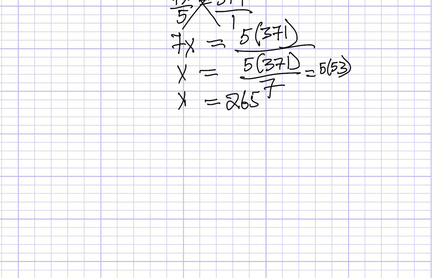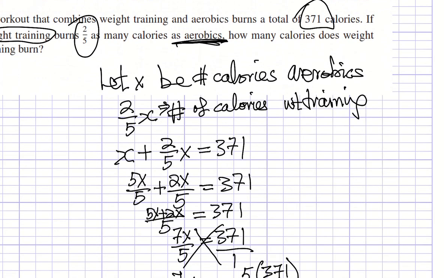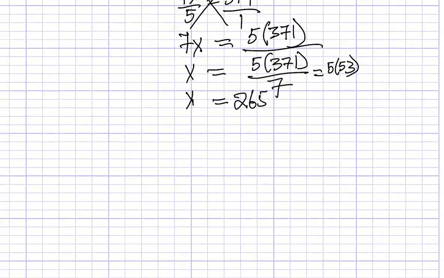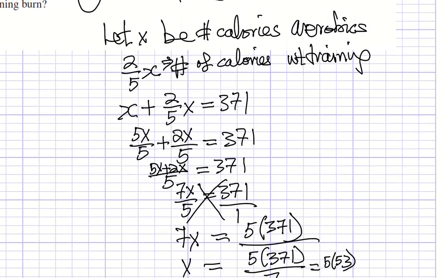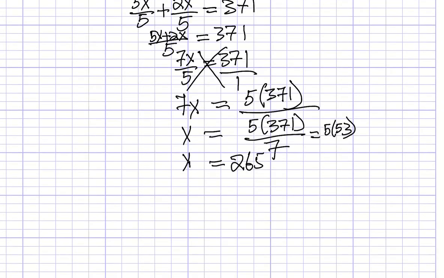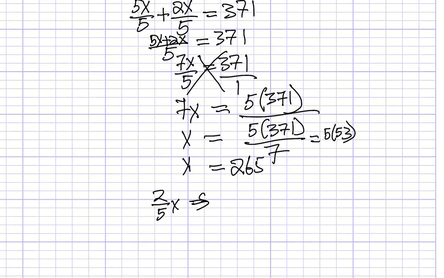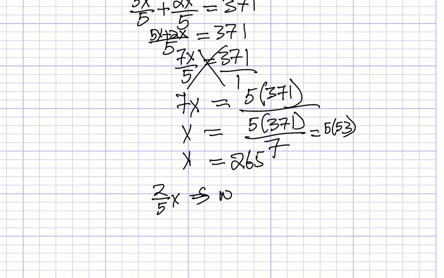But anyway, so you get x, which is the number of calories you burn through aerobics. So then the number of calories you burn through weight training is 2 over 5 x. It's the number of calories you burn through weight training, okay? So that means 2 over 5 times 265, okay? That's what that is saying.